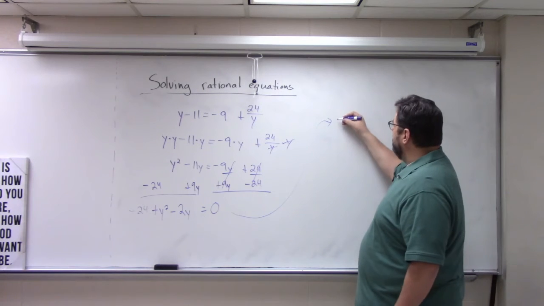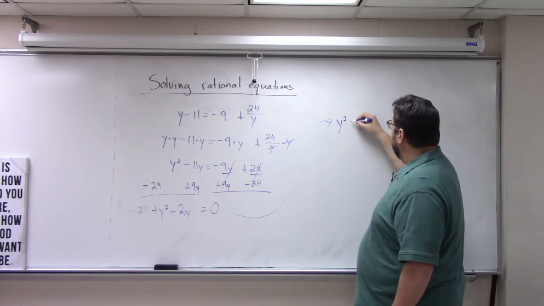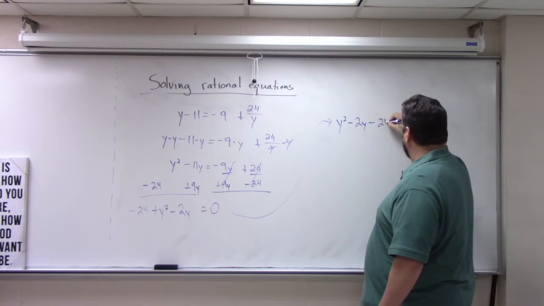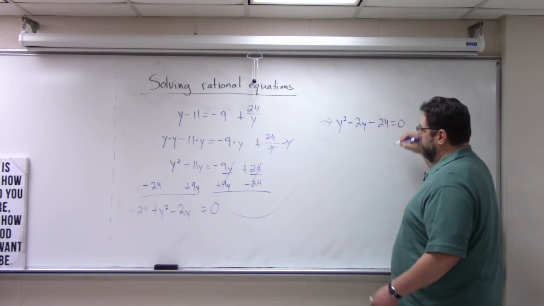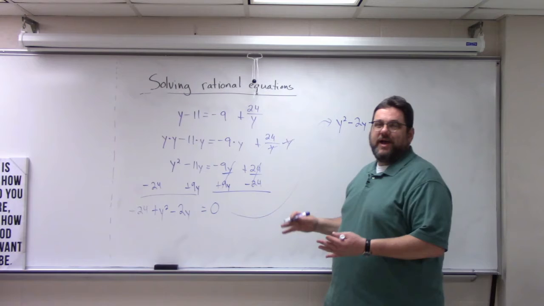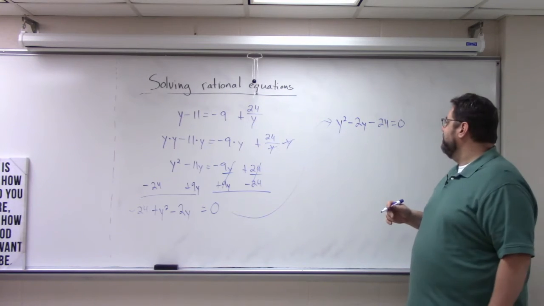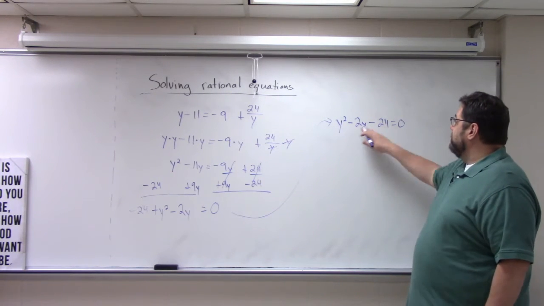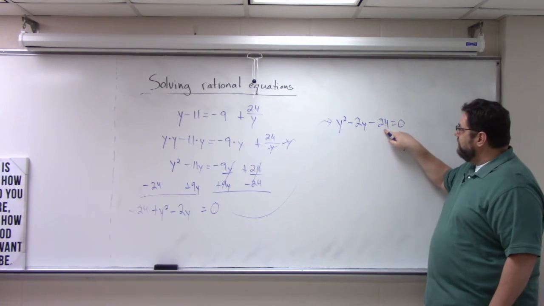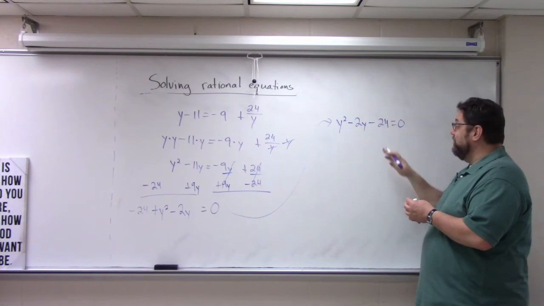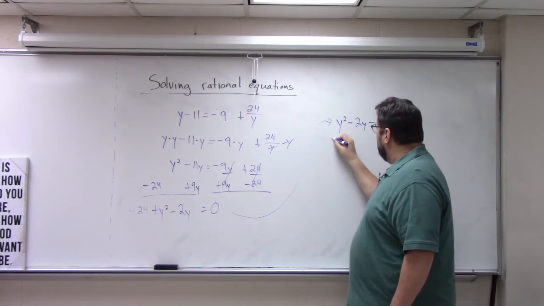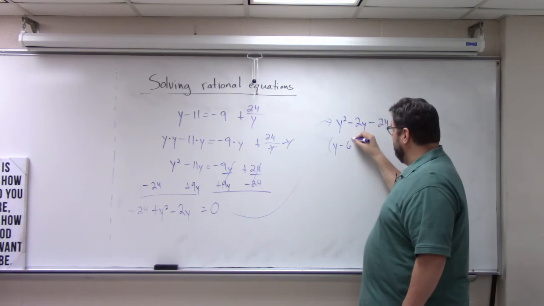I'm going to reorder that just a little bit. Y squared minus 2y minus 24 equals 0. And I could have written it like that to begin with. I didn't have to write it in this order. I just did. So now I want to try to factor this. That's how we've solved it. I need two numbers that multiply to negative 24 and add to negative 2, which means the bigger one has to be negative.